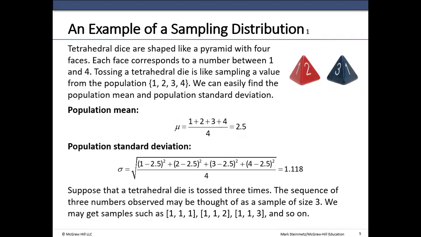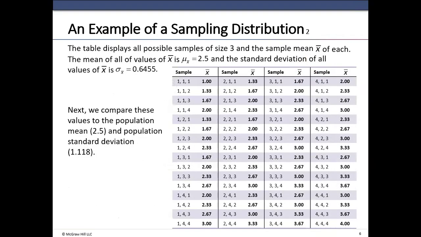Notice the standard deviation of the population is 1.118. So you add all the values of X bar. How many values? I don't know, more than 50, I think. 1, 2, 3, 4, 5, 6, 7, 8, 9, 10, 11, 12, 13, 14, 15, 16. 64 samples. So you have 64 values of X bar. How did I get that? 16 times 4 is 64.